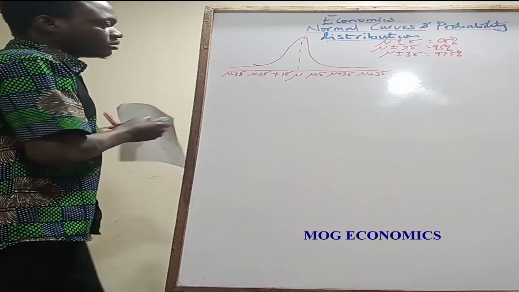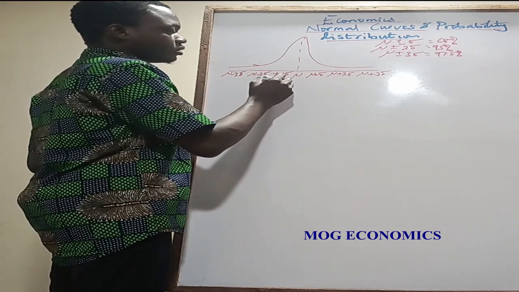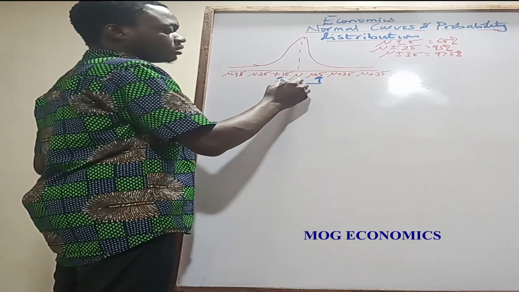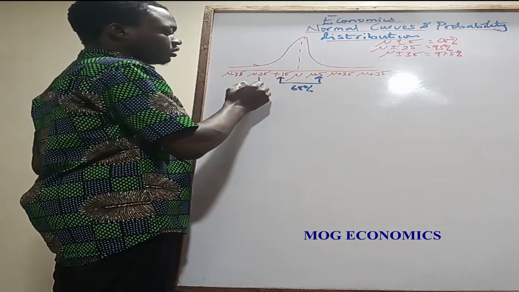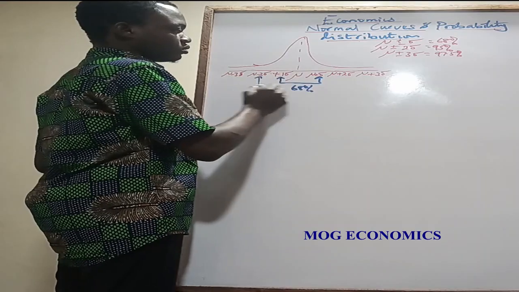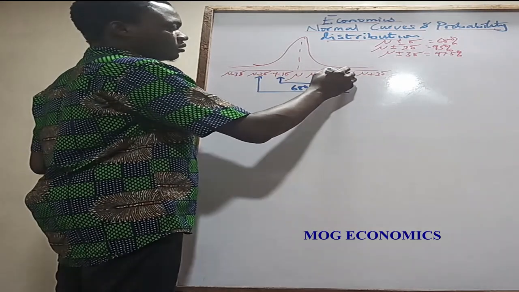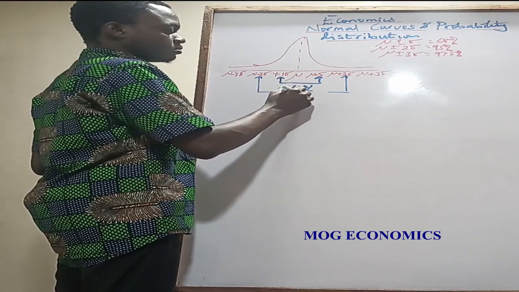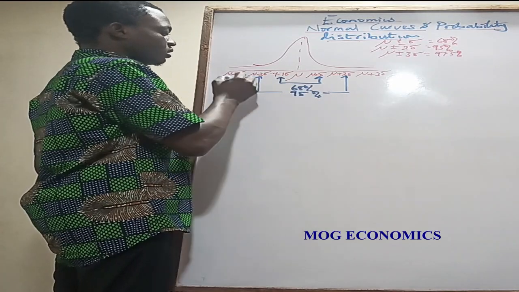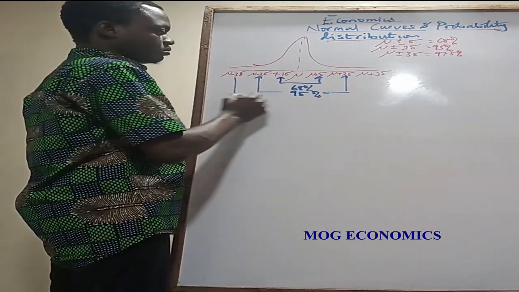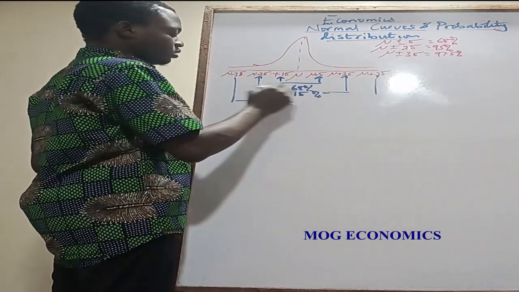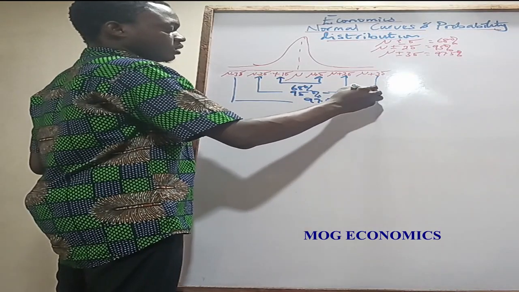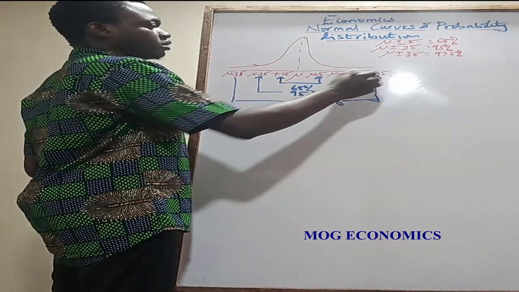So literally, these are not things that you don't know. From here to here, you have 68%. From here to here, this is the one where you have 95%, and then from here to here, we have 97.5%. All these things should have stuck by now.